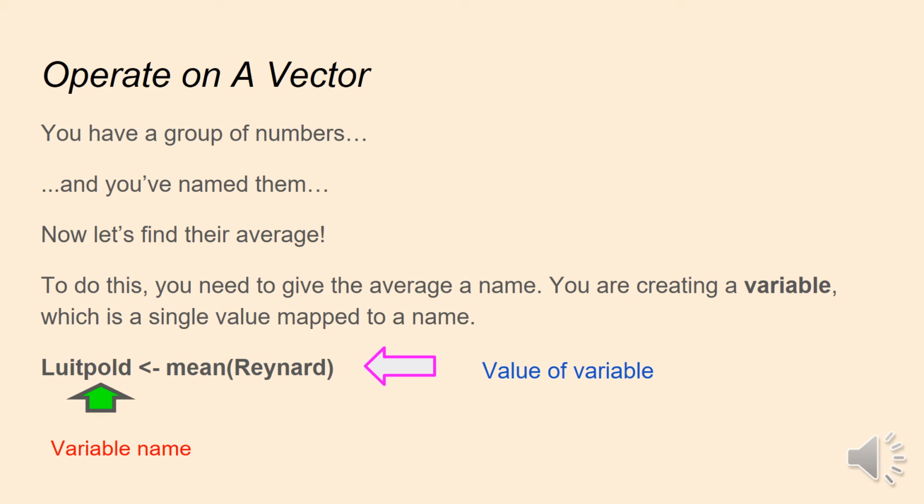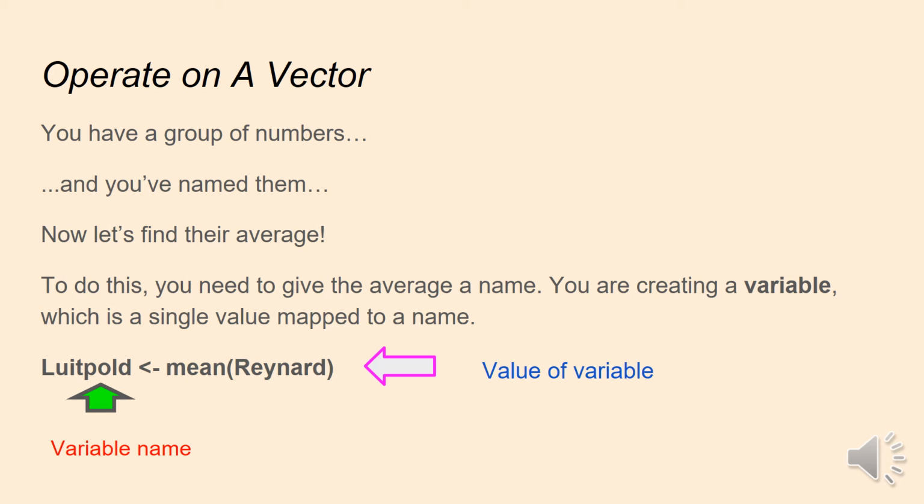Let's find the average of the items inside the vector. To do that, we use the mean command. We're going to operate on a variable with a variable which is a vector with the name Reynard, and we just type the command mean and Reynard inside parentheses, and then we assign that all to a new variable name, Luitpold. Luitpold is the variable which will hold the value which is the mean of the vector Reynard.